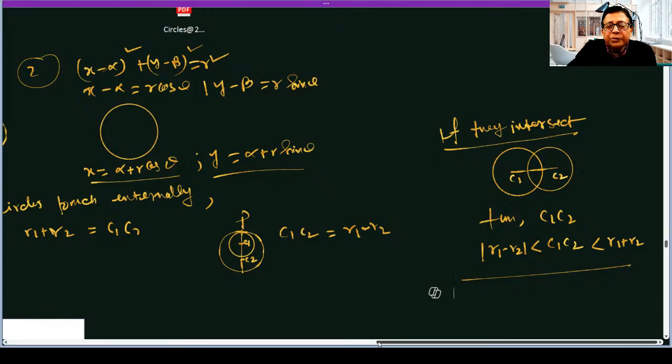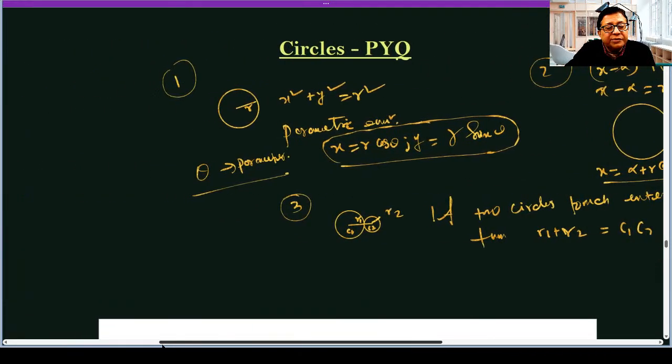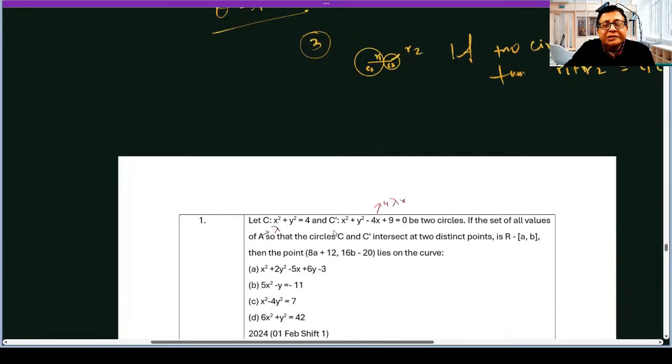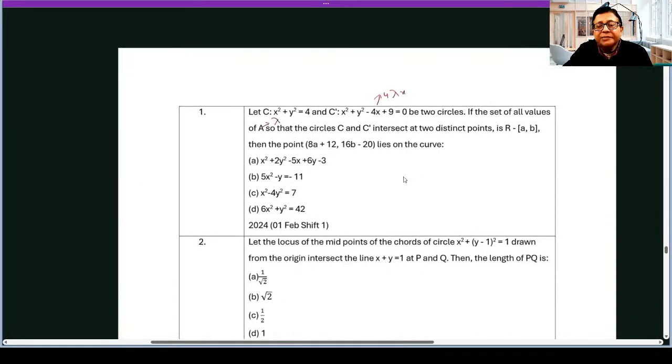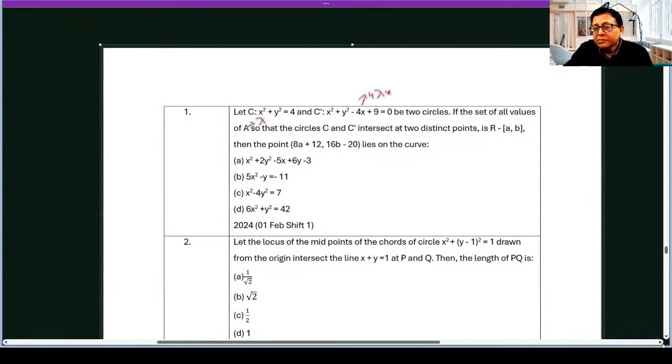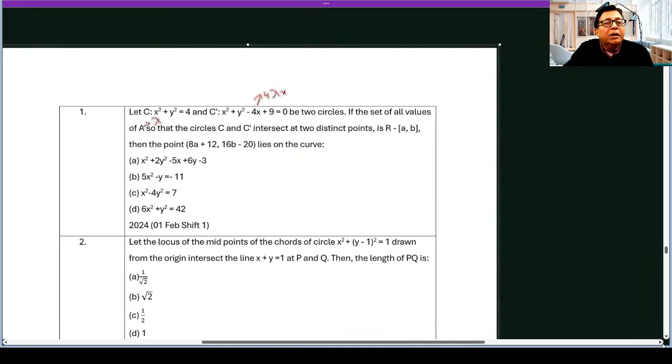Now I have told you whatever concept is required. If anything else is required, I will just remind you. Okay? Let's see recent years' questions. There was a typing mistake, I have checked that, and I have corrected it. It came in 2024, 1st February, shift 1.